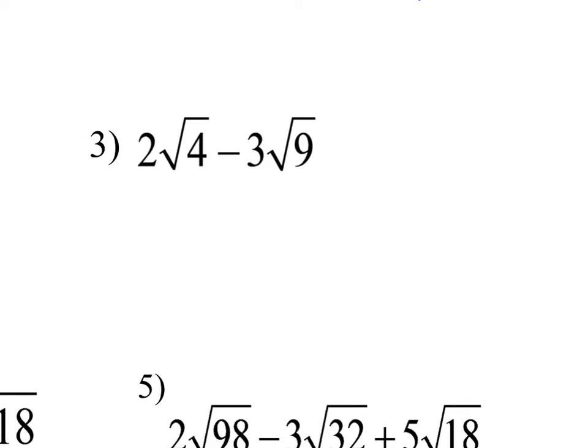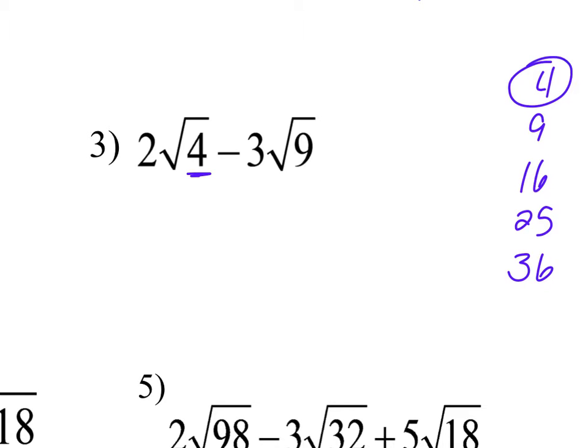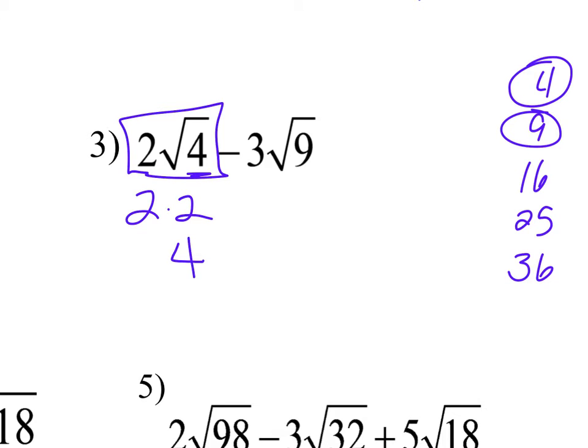Okay, this one. So now I want to reduce these. Now, 4 is in our list. So the perfect squares, remember, are 4, 9, 16, 25, 36, etc. So 4 is in the list, and 9 is in the list. But 2 times radical 4 is 2 times 2, or 4. Notice there's no radical, so I don't have to do anything else with this. Minus 3 radical 9, but radical 9 is 3. So 3 times 3 is 9. So 4 minus 9 is negative 5.